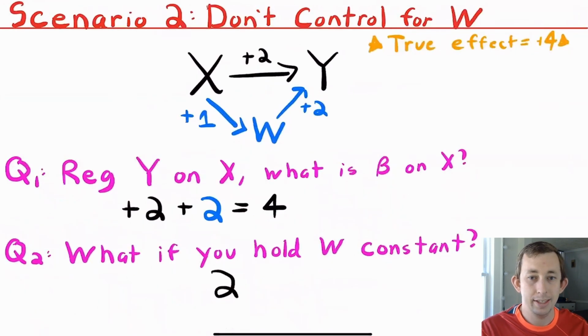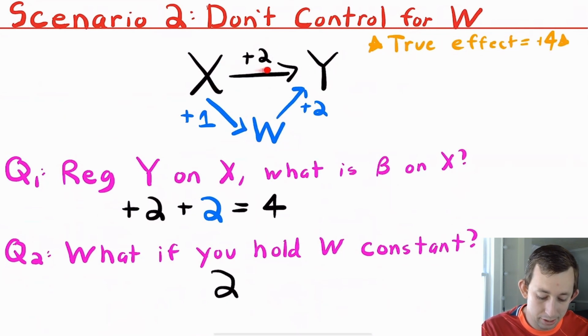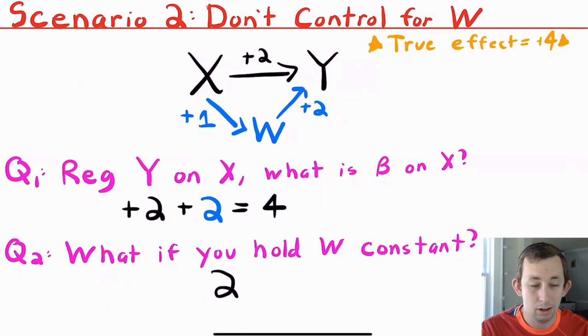I want to contrast this with a very similar looking scenario that's actually different. Here, notice that x affects y directly with +2, but x also affects y indirectly through w. So the true effect of x on y is actually 4, because there's this direct channel, which is +2. And then if x goes up, w increases by 1, and if w increases by 1, then y increases by 2. So the total effect of x on y is 4.